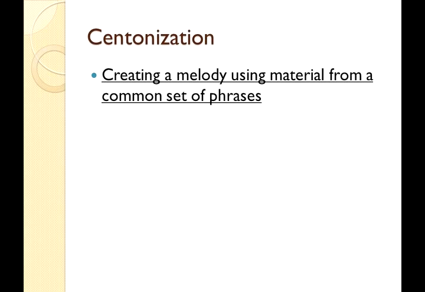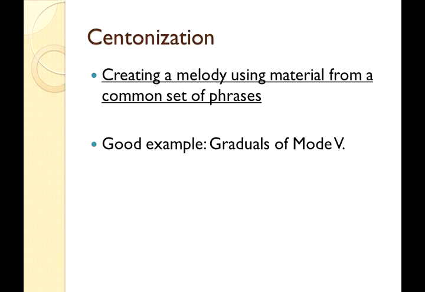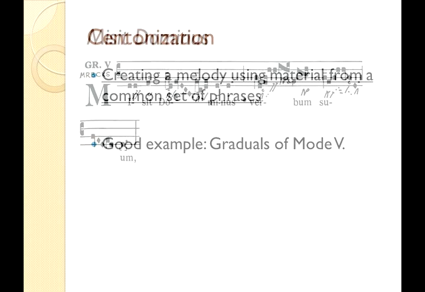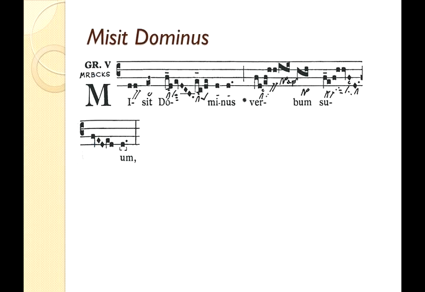Perhaps the best example of this process of centonization can be found in the graduals, and because there are about 50 graduals in Mode 5, we'll look at a few of these Mode 5 graduals to demonstrate the process. Take a look at these first two phrases of the gradual Misit Dominus. The first phrase begins with reiterated notes on the final Fa, moves up a third, and then concludes with a long melisma on the first syllable of Dominus and a simple cadence.